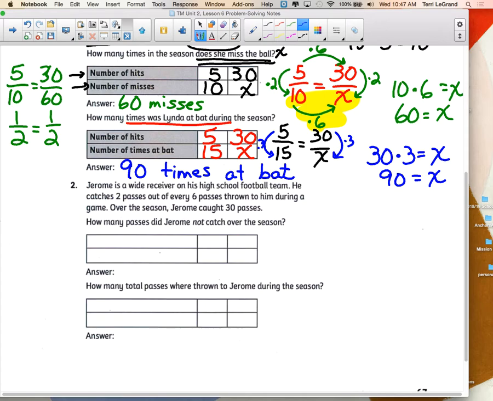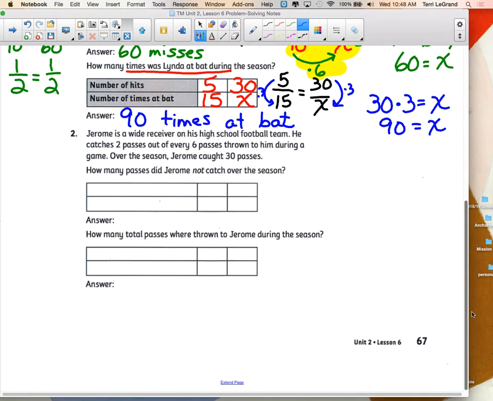So, if for every 5 hits she got, she was at bat 15 times, this is saying that when she got 30 hits, she was up to bat 90 times. Remember the relationship between 5 and 15: 5 times 3 is 15, and 30 times 3 is 90. Okay, so we have to not only be able to follow the steps, but make the connection too.